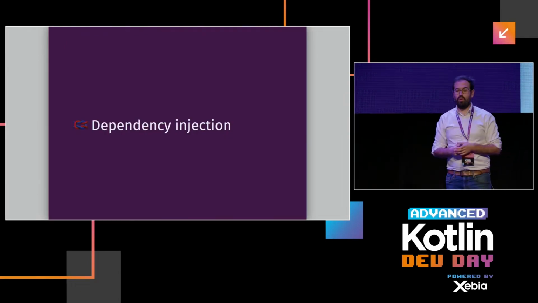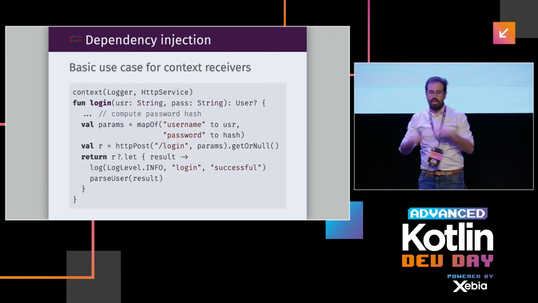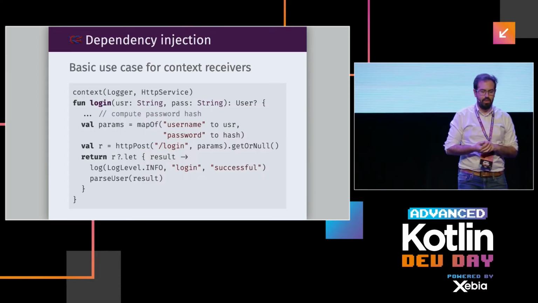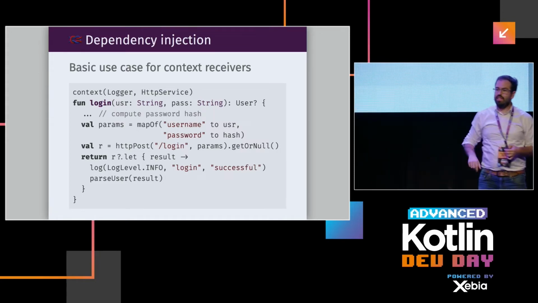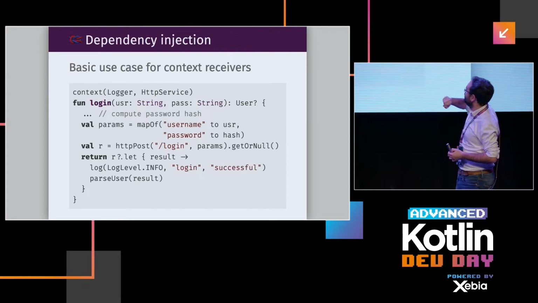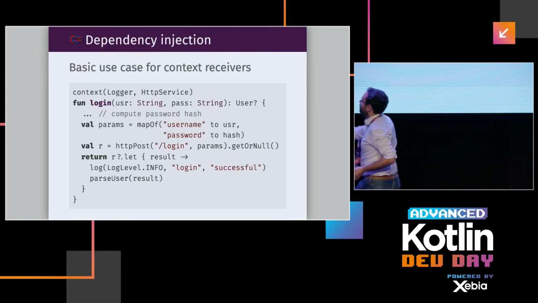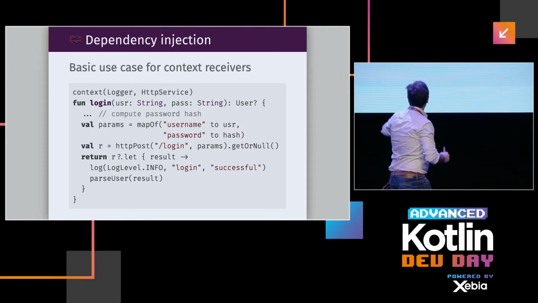Cool, so what can we do with this? So I already mentioned a bit about dependency injection. So that's the basic use, and if you read anything about context receivers, that's what most people use it for. So imagine we have here some logging code. It doesn't really matter that much. The main thing is that I'm logging stuff here. So you see the log there, and I'm kind of doing an HTTP post request.